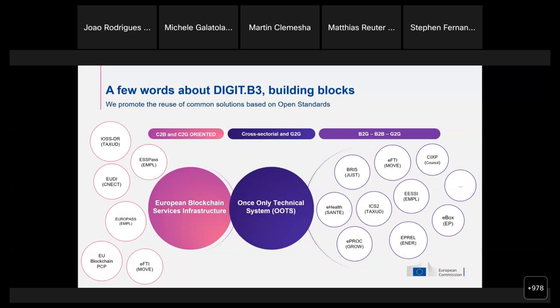I come from DIGIT B3, the building blocks team. I'm very proud and happy to be leading this team for quite some time. And if you Google my name, you will probably see that I'm involved in the European Blockchain Services Infrastructure alongside the many projects that we are involved in. But if you pay a bit more attention, you will see that I'm also involved in the Once-Only technical system, the ICS2 system, the EFTI platform and many other systems.